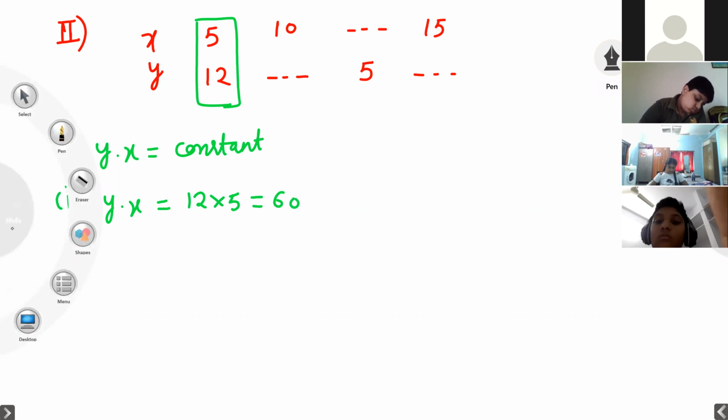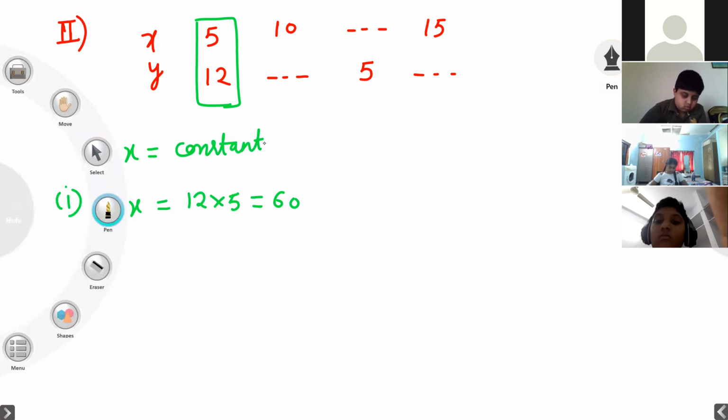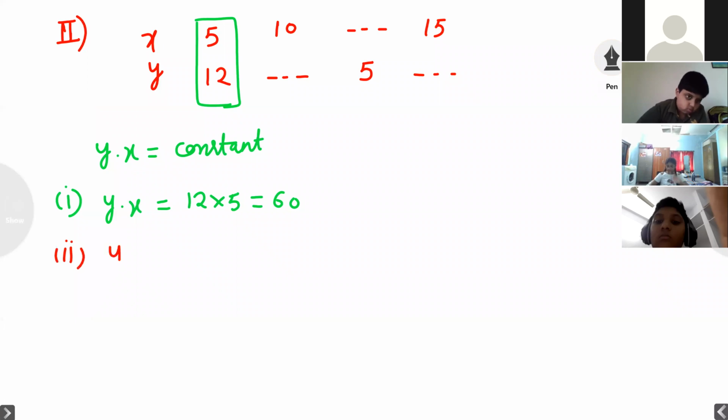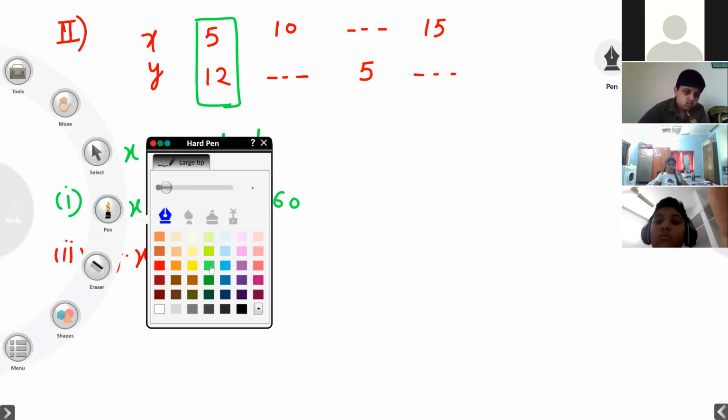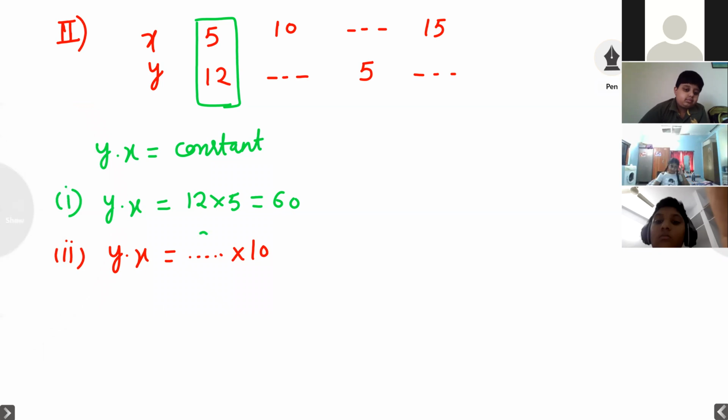Second case, it means in each and every case I want to get the answer 60. If our answer is coming 60, then our answer is coming right. Now second case, again I want to write y into x is equal to, what is the value of y? We don't know. I will write a dot. Into x value is 10. Now in this 10, which number will I multiply so it will become 60? 10 into 6 is 60. This value we got is 6. Are you getting my point?